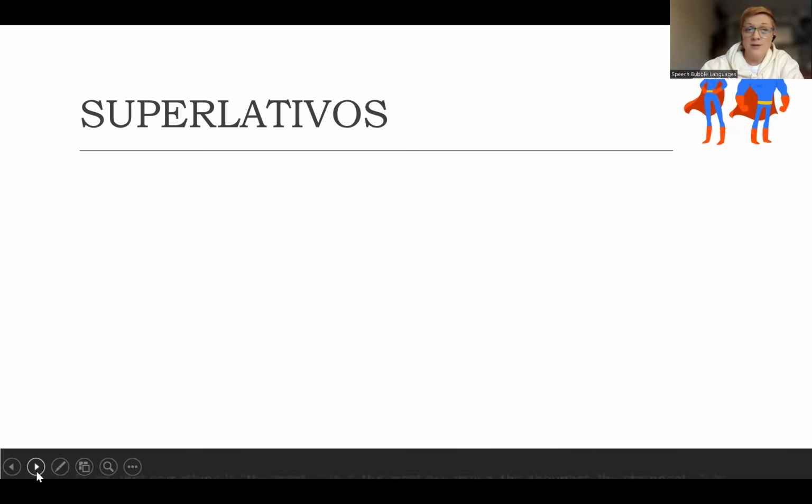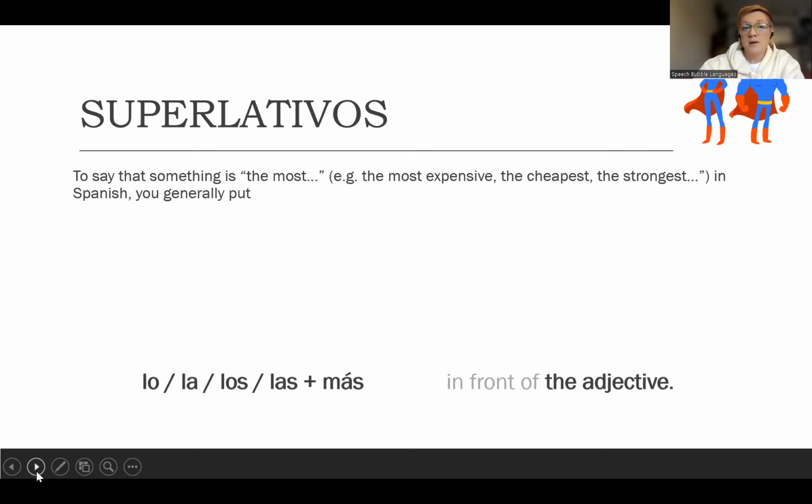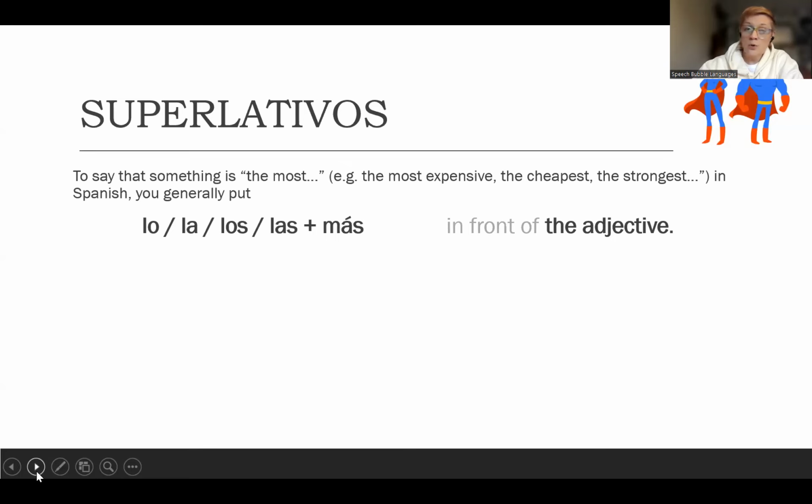So let's take a look at how we do them in Spanish. To say that something is the most something, for example, the most expensive, the cheapest, the strongest, in Spanish, generally what we do is put lo, la, los, or las, más, and we position that directly in front of the adjective. Lo, la, los, las, más. Lo más, la más, los más, las más.